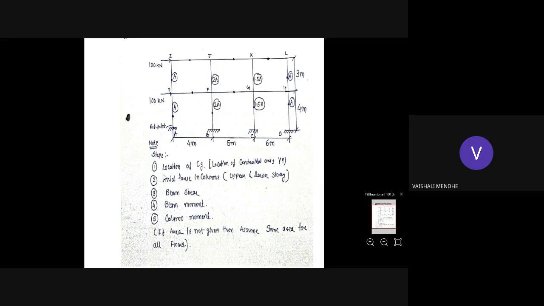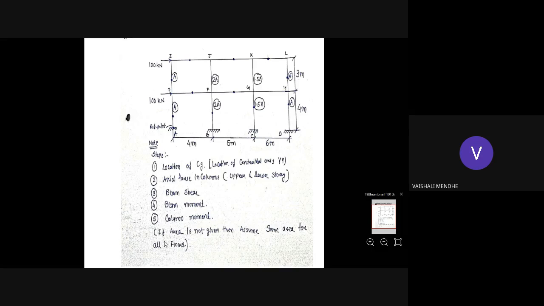Then after location of the CG, you'll have to find out the axial force in the columns. Then third step, from axial force you have to find out the beam shear. From beam shear you have to find out the beam moment, and from beam moment you have to find out the column moment. Again all the calculations you have to calculate on the frame. Okay, so we will see one by one.